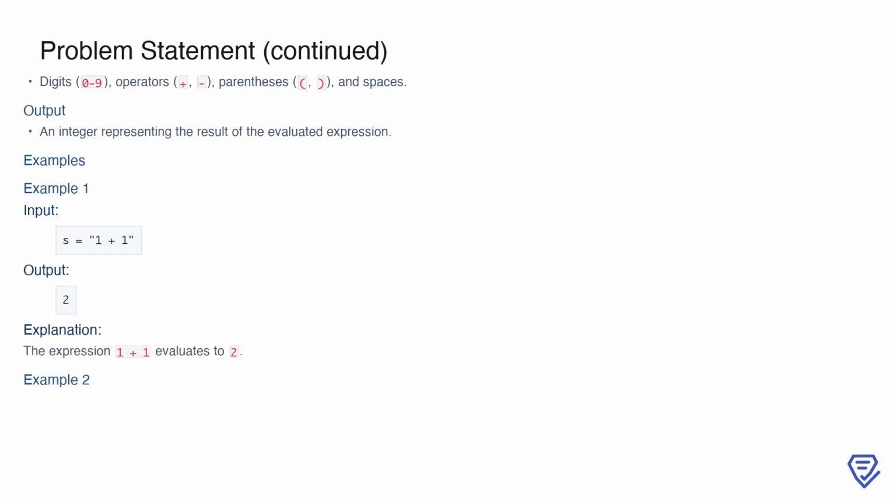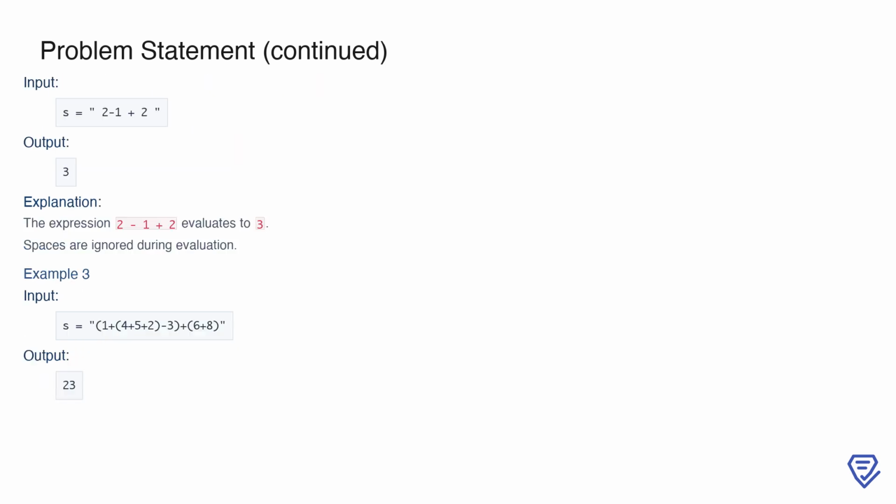For instance, if the input string is S equals 1 plus 1, the expression evaluates to 2 because adding 1 and 1 gives us the result of 2. Now consider another example where the input string is S equals 2 minus 1 plus 2. In this case, spaces in the string are ignored during evaluation, so the expression simplifies to 2 minus 1 plus 2. Performing the operations from left to right, we subtract 1 from 2 to get 1, then add 2 to achieve the final result of 3.